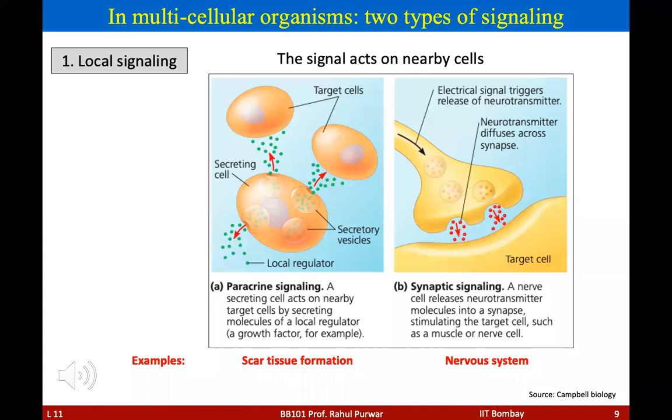So growth factors, where will they be required? For example, when you get a wound and the wound needs to be healed, for healing of the wound more cells need to proliferate. And that's the time for more cell proliferation, you require more growth factors, and this kind of signaling helps there. Similarly, cancer cells require a lot of growth factors for their growth, so there they will be required. Okay, so in scar tissue formation the growth factors are required, and in the nervous system, you require a lot of synaptic signaling.